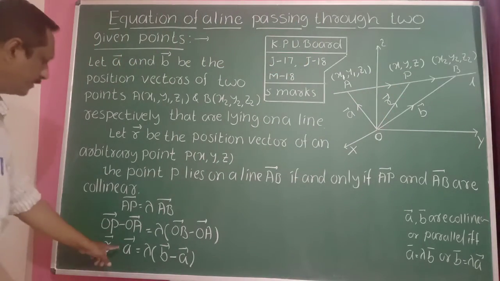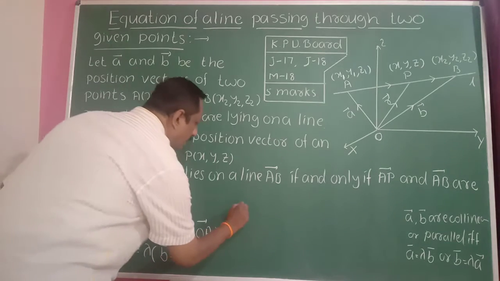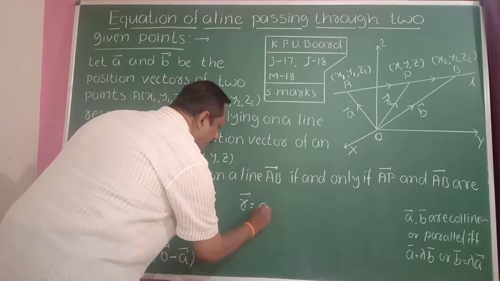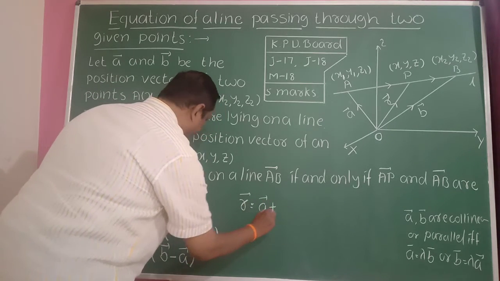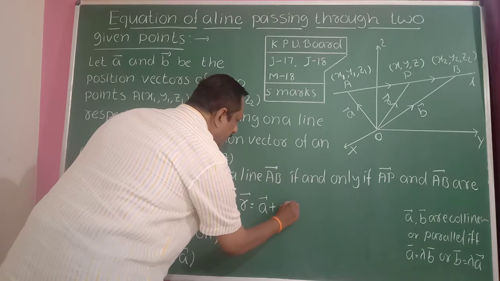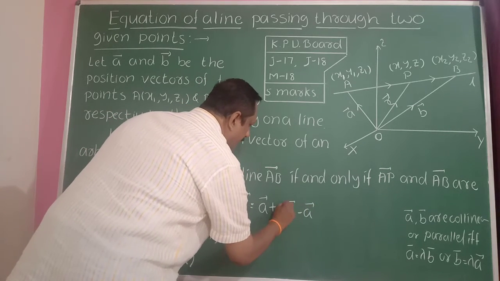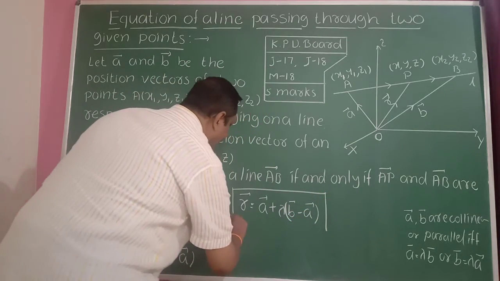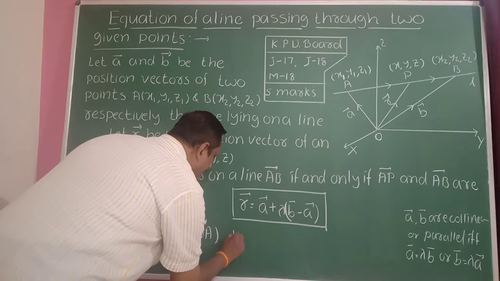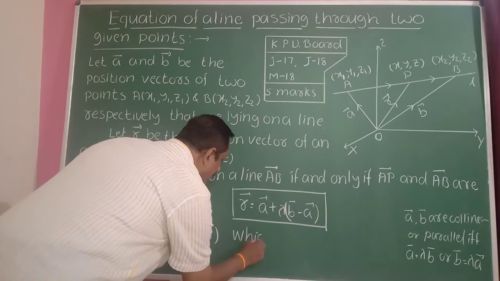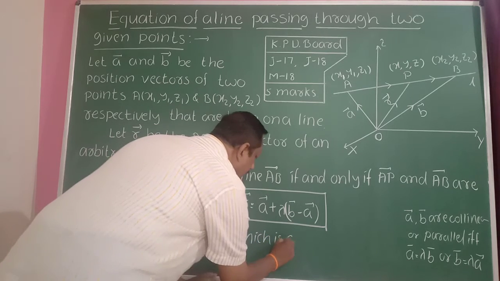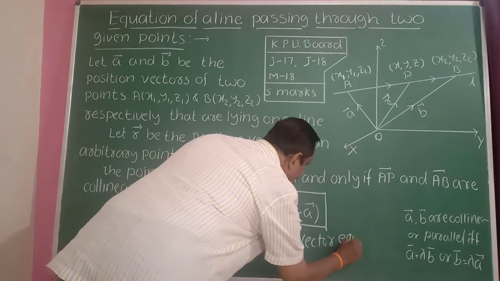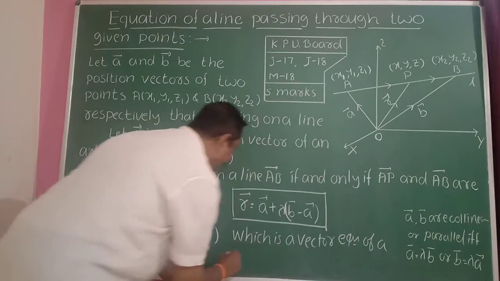So take minus A bar to the right hand side. So R bar is equal to A bar plus lambda into bracket B bar minus the vector A bar. So this is the vector equation of the line passing through two points.